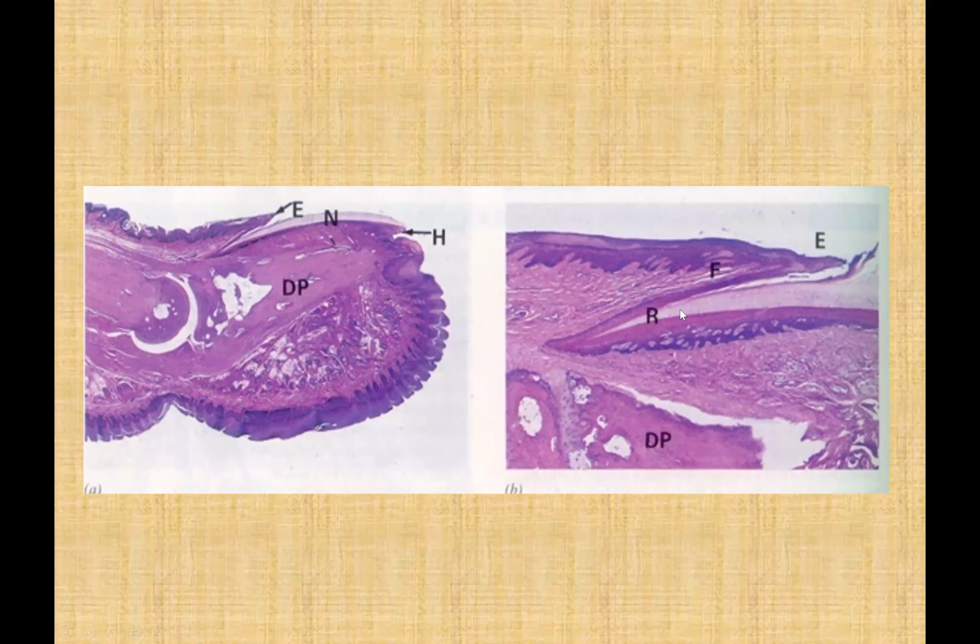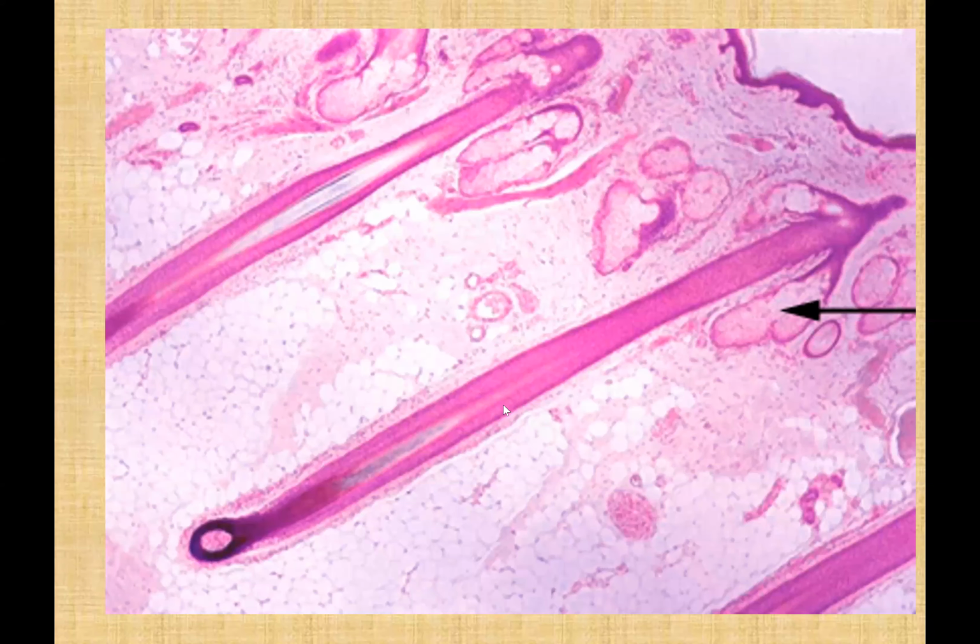At a larger magnification, this is what we are looking at. This is the root of the nail. Let's try and identify some things here quickly, then we can go. The arrow, what does it point at?